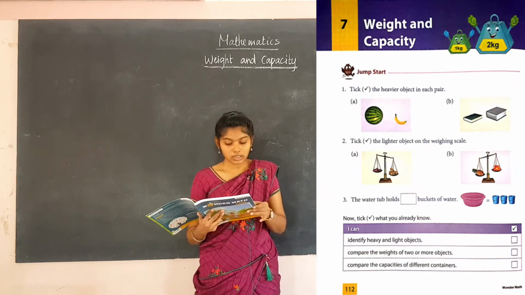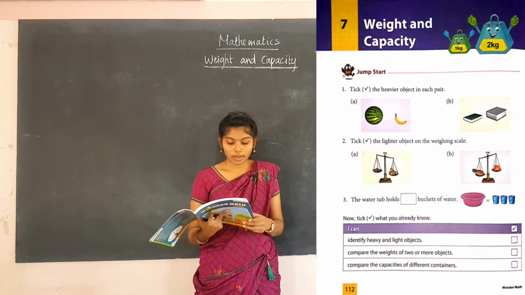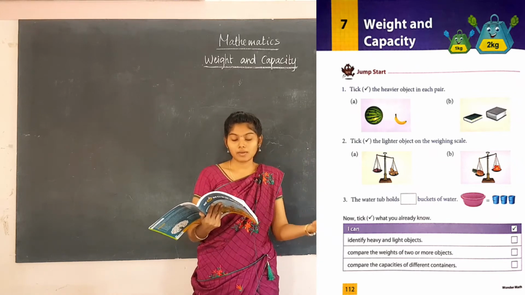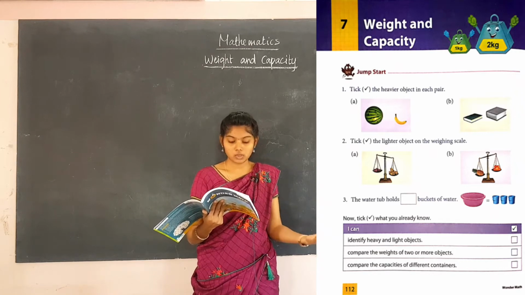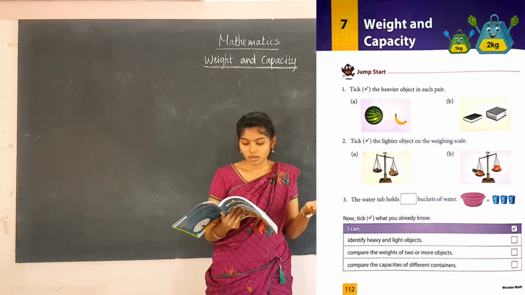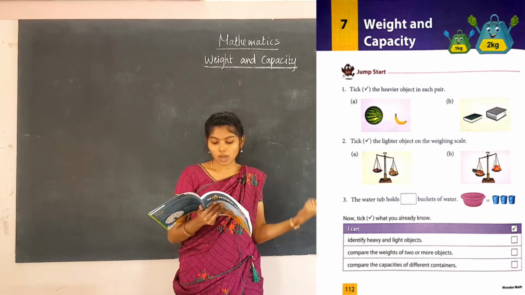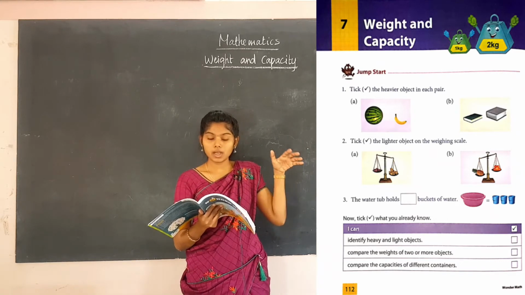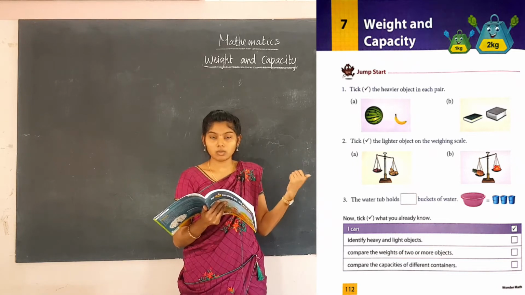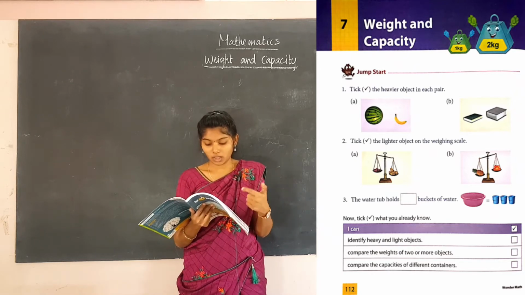See the next one: tick the lighter object on the weighing scale. Weighing scale means, see A1, the one at the above level will be the lighter one and the one at the below level will be the heavier one. So lighter is in the above, so you are going to tick that side. And see the B1 weighing scale, there are two things given, one below and one above. The one above is at the lesser height, that is lesser weight, the lighter object. So that one only you will tick. The orange color one is given, no? That only you have to tick.